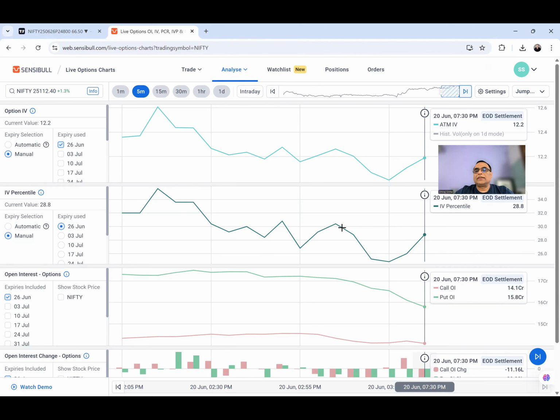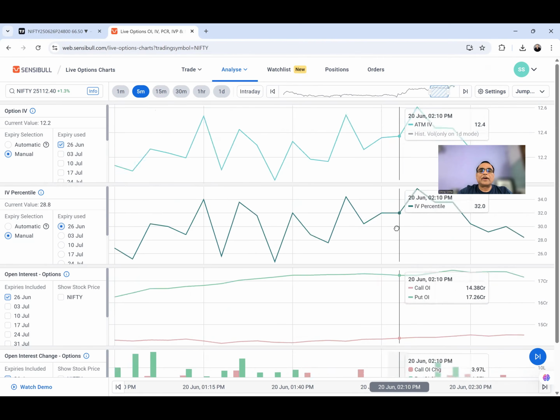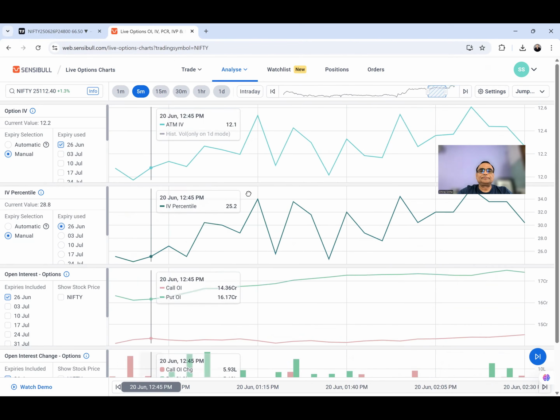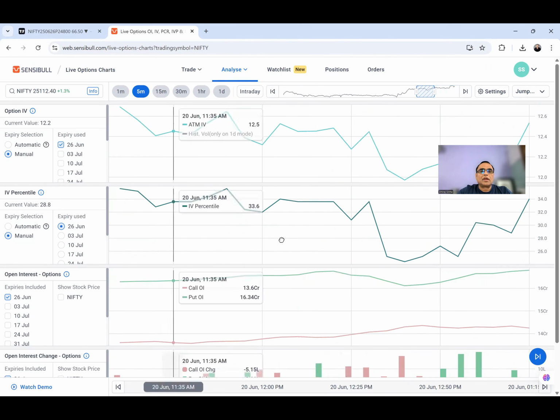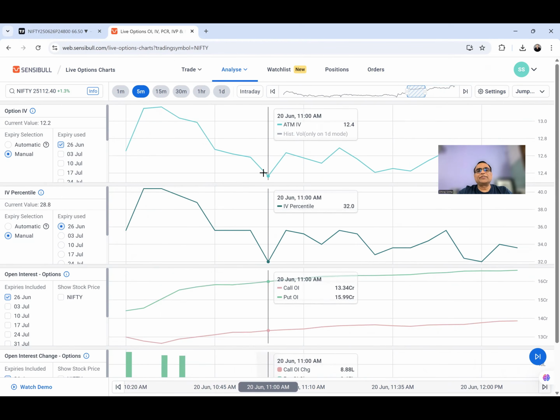So two things I look at when I look at IV. One is the absolute value relative to its history. So that is the IV percentile. And the second is the trend. So if IV percentile is high, so for example, on Friday, let's see how far it can take us back. Okay, I'm just going back. This is 5-minute chart. So you can see that IV percentile was 40.4 and the ATM IV was 13.1. And as you can see, this slope was downward.